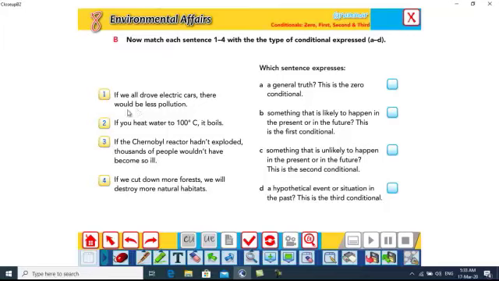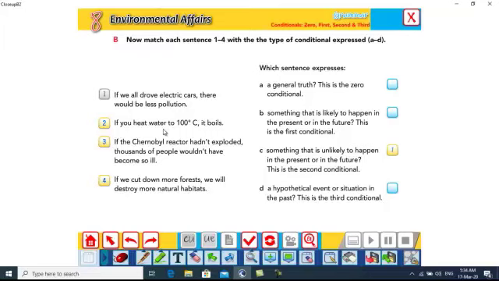What is the importance of the second conditional? Why do we need to use it? We use it for something that is unlikely to happen in the present, or even in the future. And this is called the second conditional. And your answer is correct.